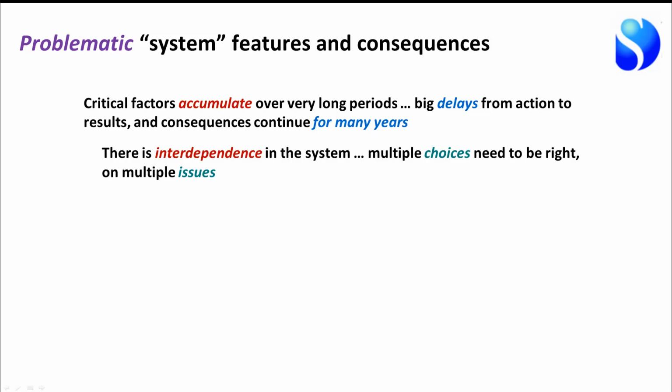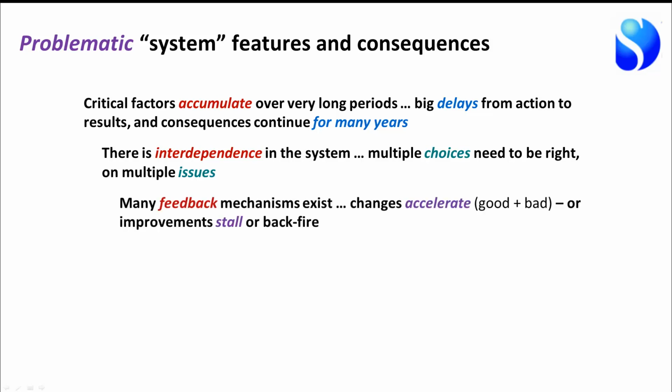There's interdependence in the system, which means that multiple things need to be right, not just single interventions. And those need to be right on multiple issues. So it's no good having roads bringing people to the border if when they get to the border the crossing simply hasn't got the capacity to let them through, or if corrupt officials mean that people have to spend long periods of time waiting to cross. Those interdependencies give rise to feedback mechanisms. Changes accelerate both good and bad.